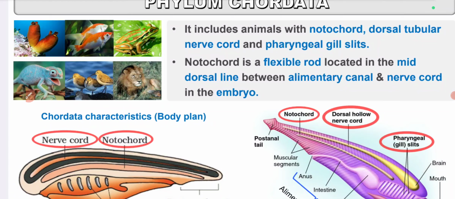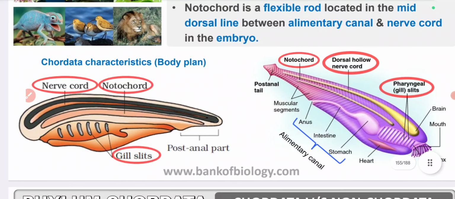So, in phylum Chordata, there are mostly animals with a notochord, a dorsal tubular nerve cord, and pharyngeal gill slits. The notochord is a flexible rod located in the middle dorsal line between the alimentary canal and the nerve cord in the embryo, as you can see in the diagrams. The first diagram is present in the NCERT, and the second is for proper description.